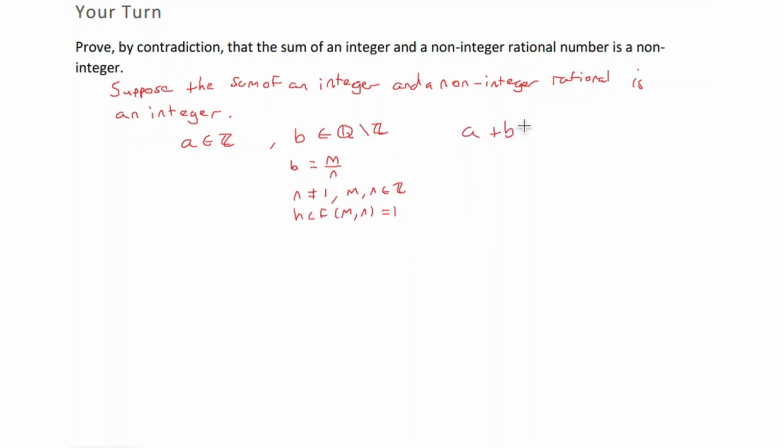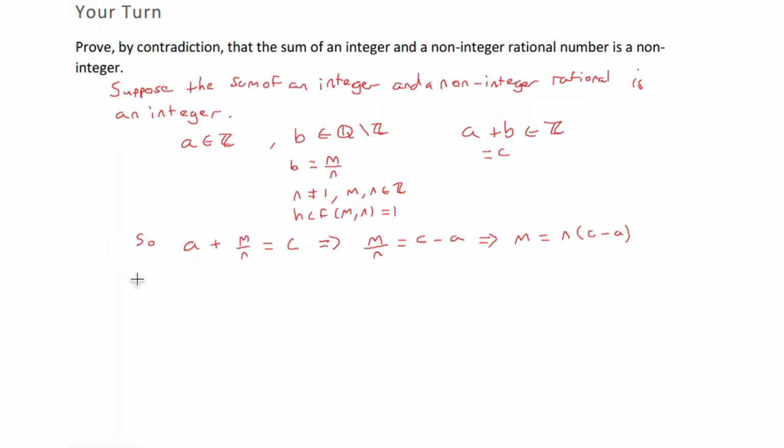And then we're saying that the sum of those two things is an integer. So putting that all together, we have that a plus b, but b is m over n, is equal to some other integer, which I'm going to call c. Okay, let's say a plus b is equal to c, which is an integer. But that means that m over n is equal to c minus a, which means that m is equal to n times (c minus a).